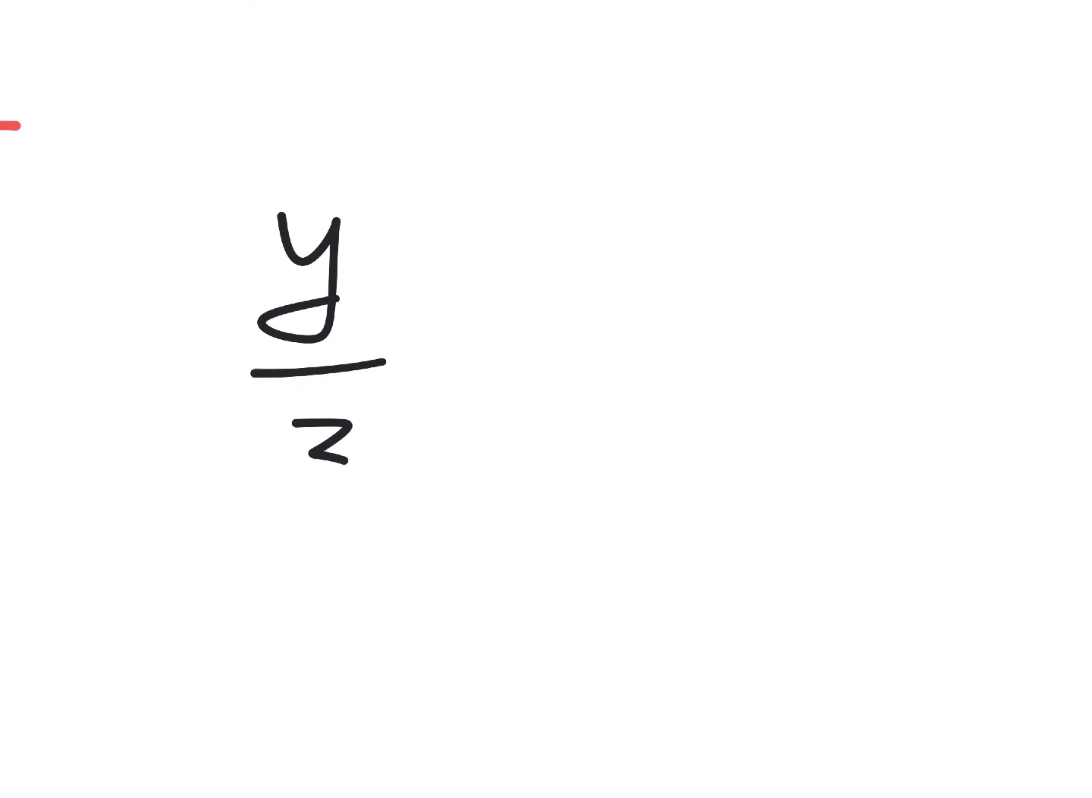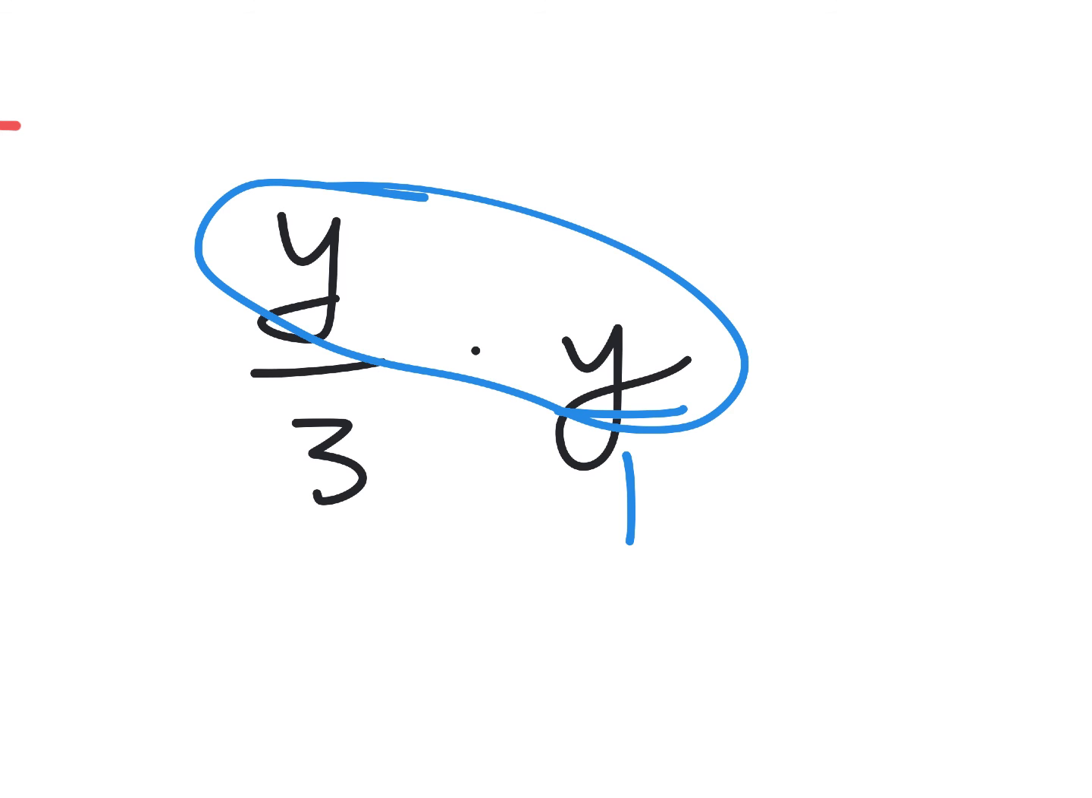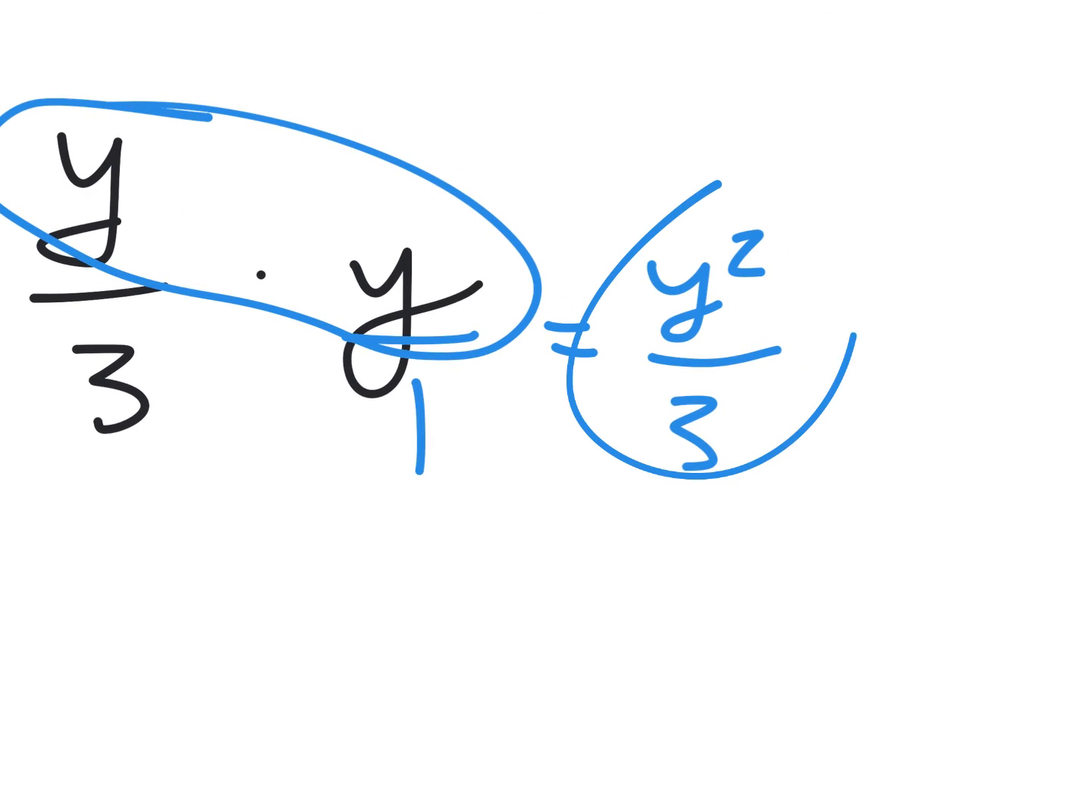I saw this one on the homework and I was thinking, I bet some kid's going to think you can cancel the y's. You can't. Why not? This y is really over 1. Do you see that both y's are actually on the top then? You can't cancel them if they're both on the top. You just multiply them. What's y times y? Say it. Y squared over 3 times 1 is 3. That's the answer.